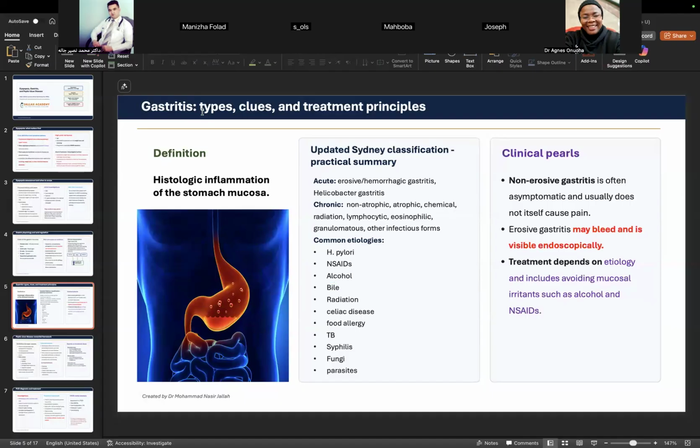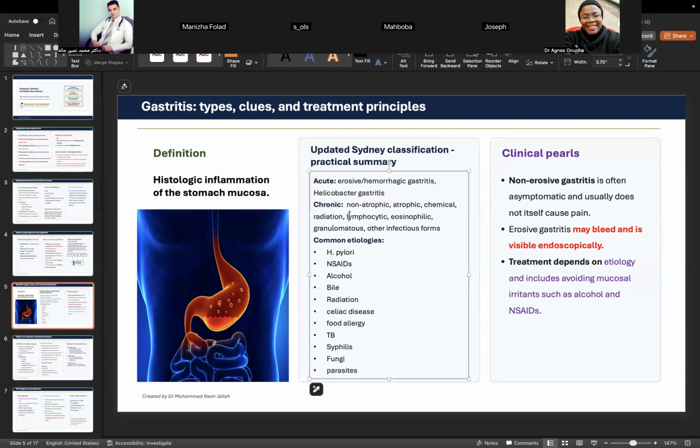Now let's talk about gastritis: types, clues, and the treatment principles. Definition: it is histologic inflammation of the stomach mucosa. So in terms of types, acute: erosive, hemorrhagic, and Helicobacter. The chronic: non-atrophic, atrophic, chemical, radiation, lymphocytic, eosinophilic, granulomatous, and other infection forms. So we have acute and we have chronic.